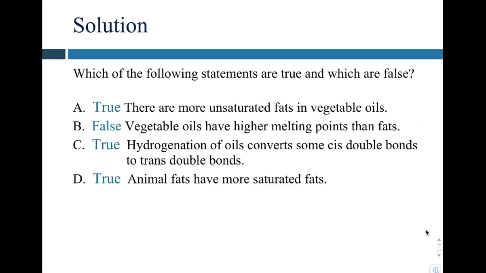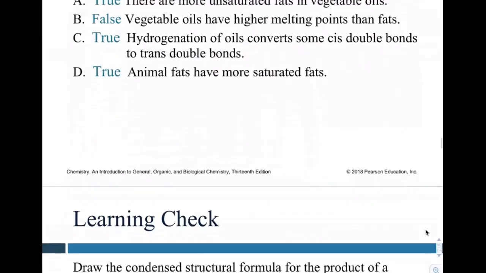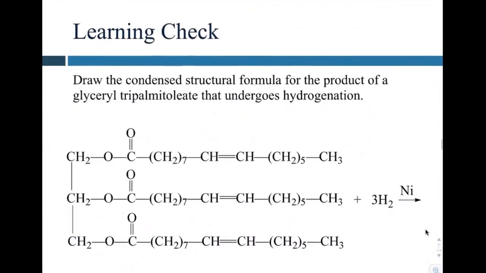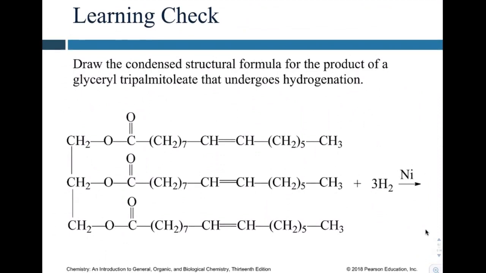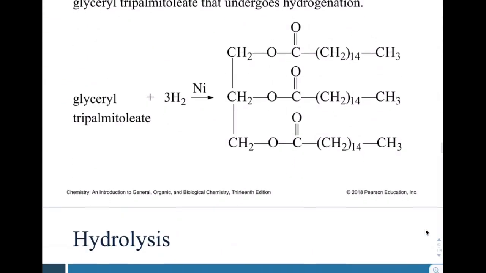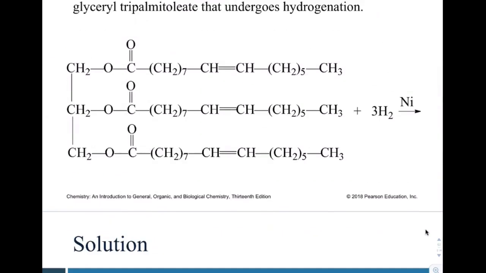Hydrogenation of oils convert some cis bonds to trans double bonds. True. So if you do hydrogenation, it's not always going to go exactly the way you want it. Sometimes you can actually get some trans out of it as well. And animal fats have more saturated fats because they're more solid. And so here's a practice, draw the condensed structure. I'm not going to ask you to go through and do that, and just recognize that this is a hydrogenation is fine. Again, we're just taking our double bonds and getting rid of them.